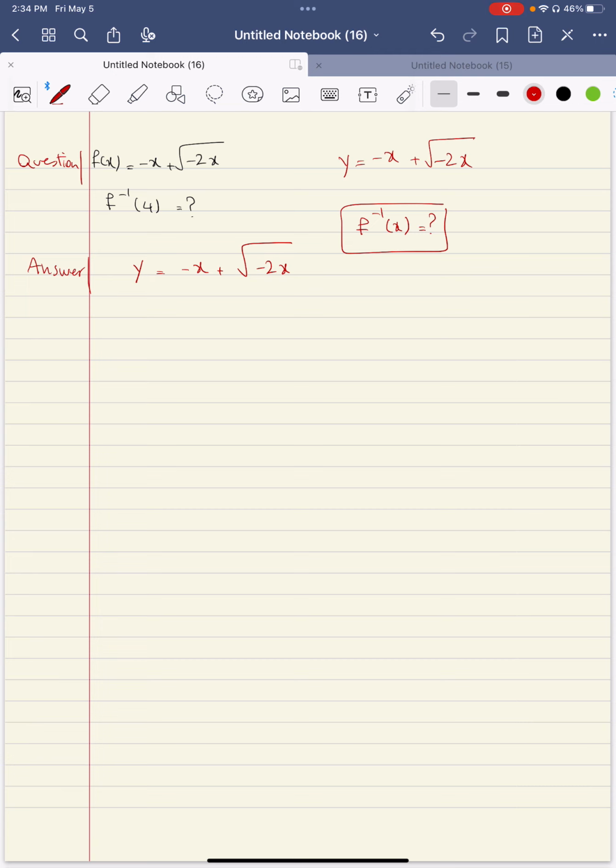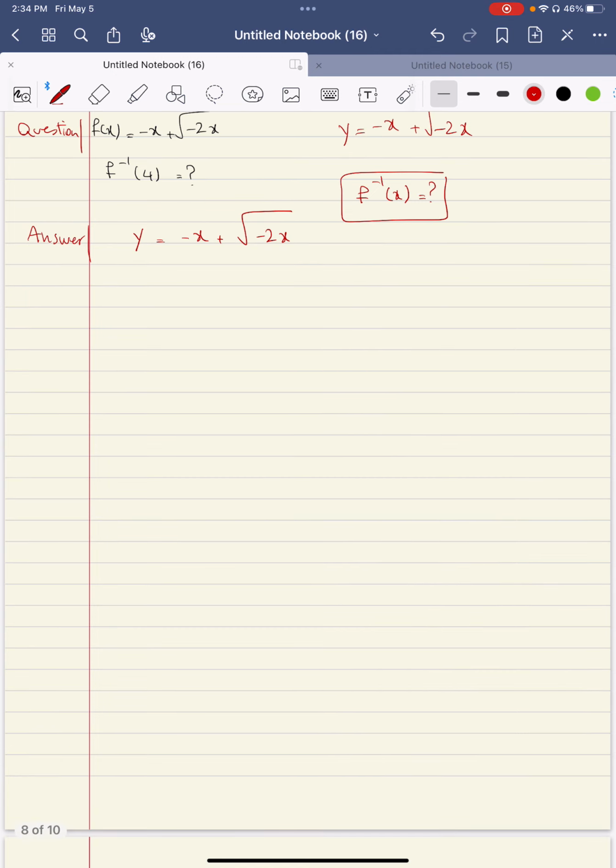To do that, I will first move this negative x to the left hand side and keep the root negative 2x on the right hand side. Then I will apply power 2 to both sides of the equation. So I will have y plus x to the power of 2 equals root minus 2x to the power of 2. So the left hand side would be based on this rule.